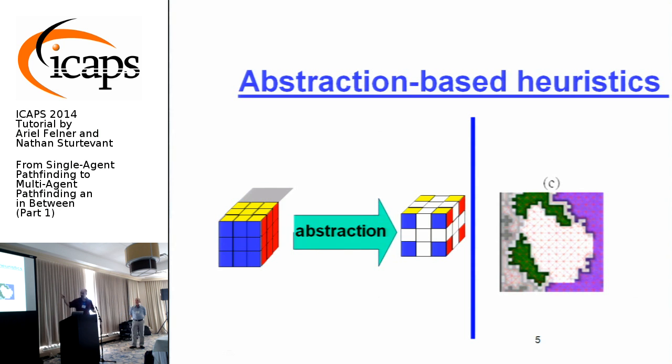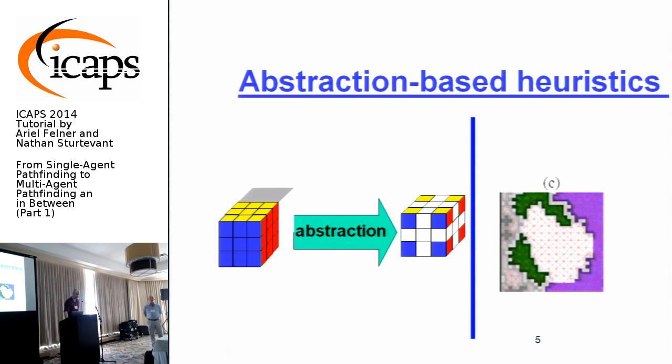And so we have the Rubik's Cube on the left-hand side there. There's an abstraction. I'll talk a lot more about that in the external memory portion of the talk. On the right-hand side, there's an abstraction of a map that's being shown. And I'll talk more about that in the second half after the break when I talk about polynomial domains.